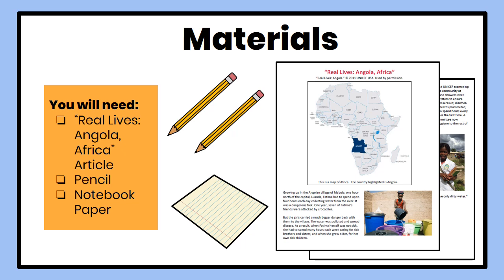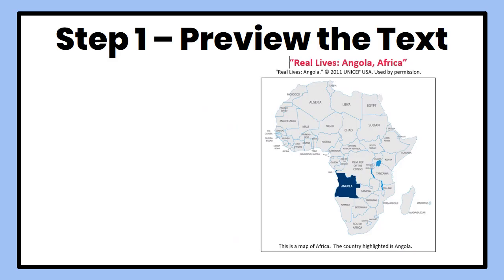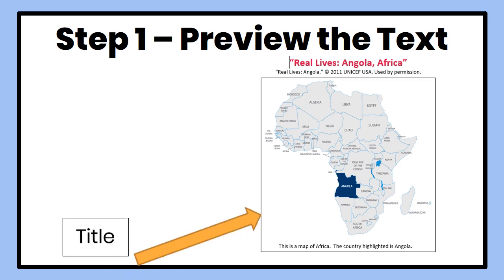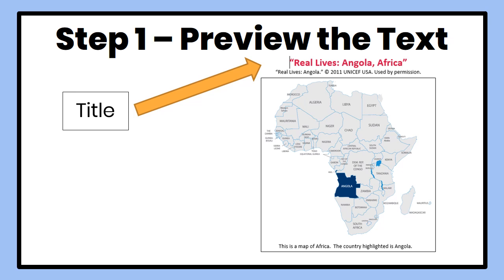For today's lesson, you will need the Real Lives Angola, Africa article, a pencil, and some notebook paper. The first thing good readers do is preview the text. Let's start by looking at the title. What does this title make you think about? Great job. The title, Real Lives Angola, Africa, makes me think that this might be a nonfiction text about life in Angola, Africa.